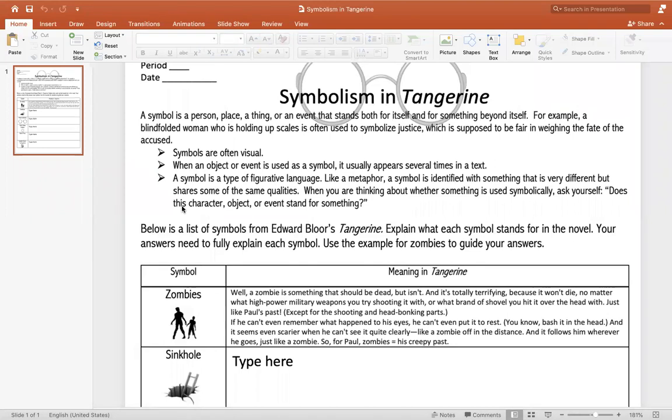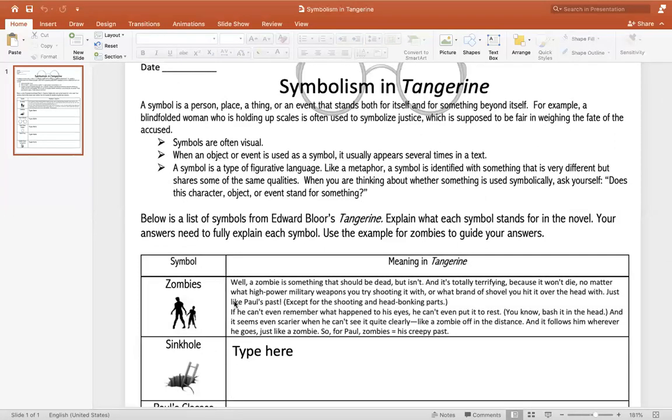A symbol, again, is a type of figurative language. Remember, we talked that a symbol could be in a metaphor or simile or an onomatopoeia, in any of them. It is a part of figurative language, but it can be one of those things and a symbol. Like a metaphor, a symbol is identified with something that is very different but shares the same qualities. When you're thinking about whether something is used symbolically, ask yourself, does this character, object, or event stand for something? In this case, all of the symbols that I want you to identify in Tangerine, they do stand for something else, or I wouldn't have put them there.